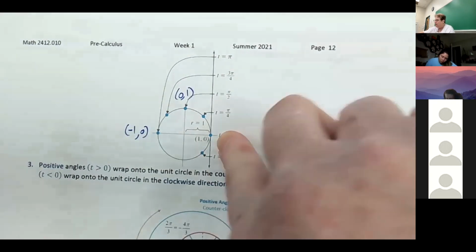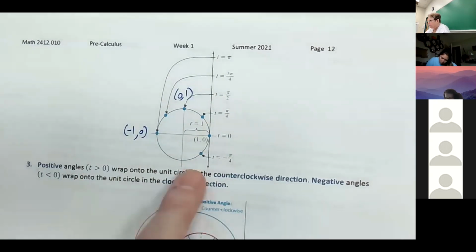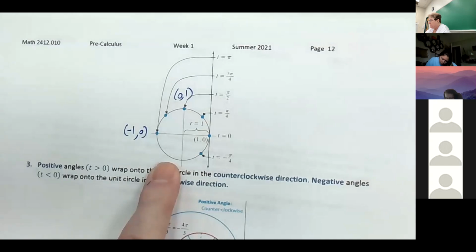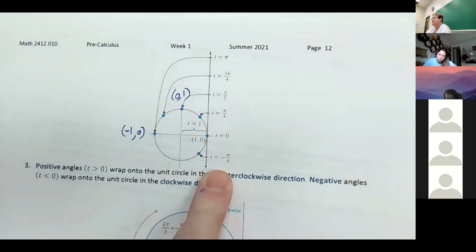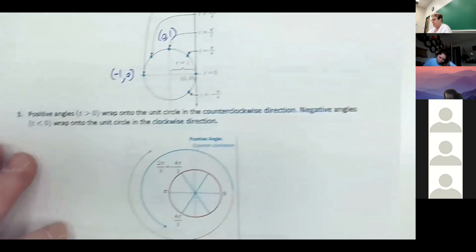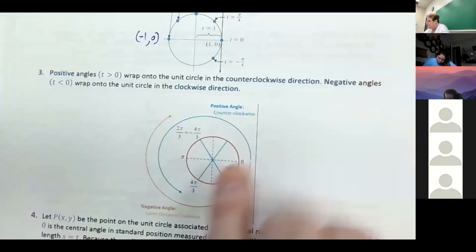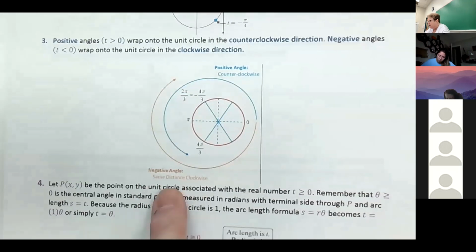If we go clockwise, then we're looking at negative angles. But all a negative measure means is backward. It doesn't mean it has a negative value. It just means we're going backward. So it's a direction. So positive angles are counterclockwise, negative angles are clockwise.